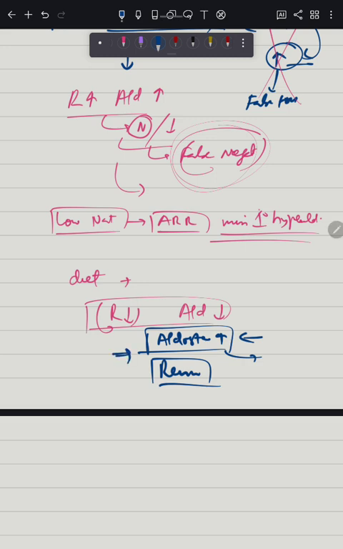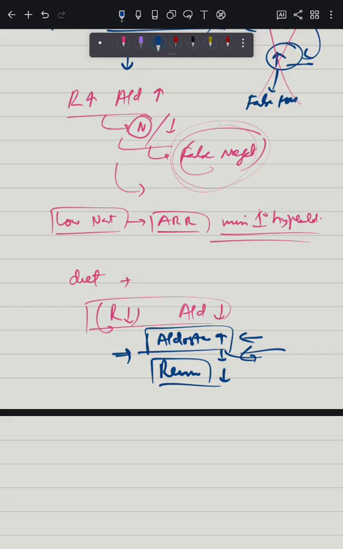Because in normal scenarios, aldosterone should also suppress, renin should also fall. But here, with liberal salt intake, aldosterone will stay high. That is what the disease is. Because in primary aldosteronism, aldosterone stays inappropriately high despite high salt intake.